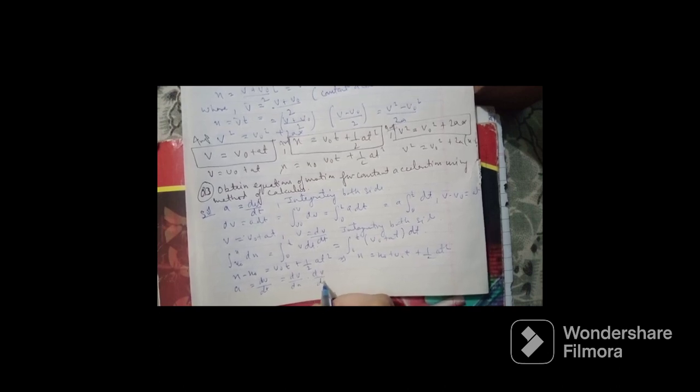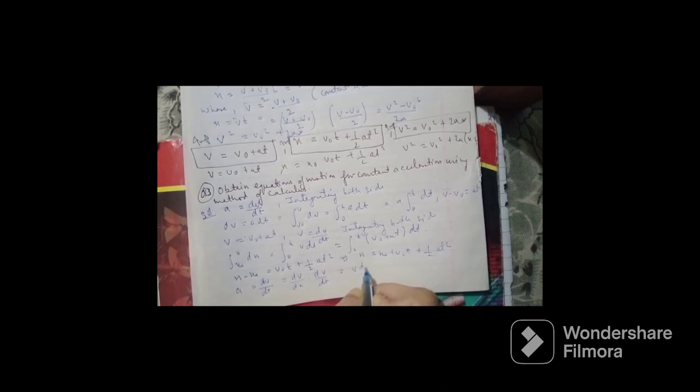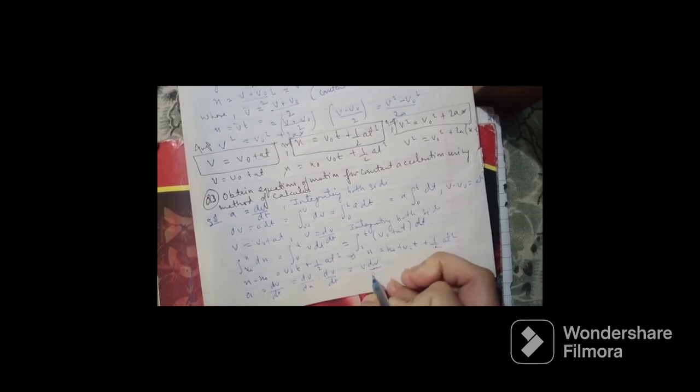We can write a equals dv by dt, which equals dv by dx times dx by dt, which equals v dv by dx. So v dv equals a dx. Integrating both sides, what will we get here?